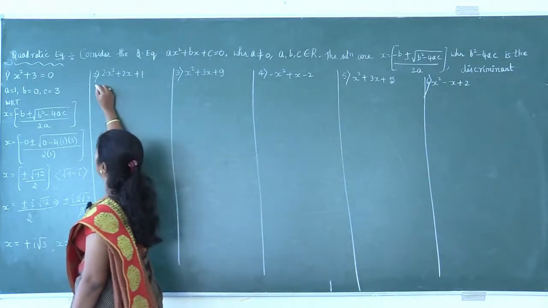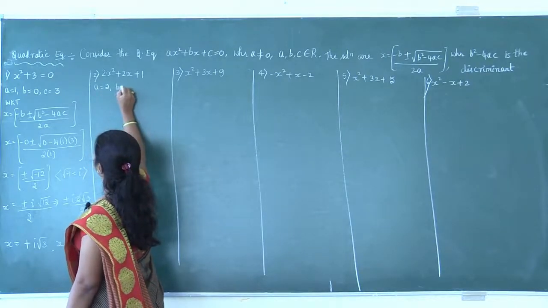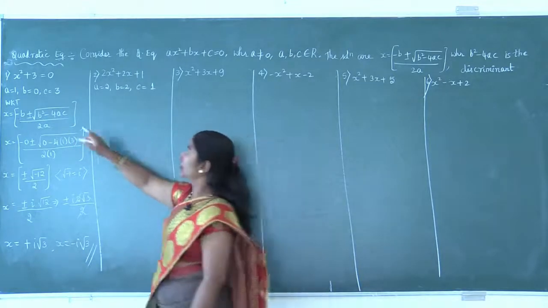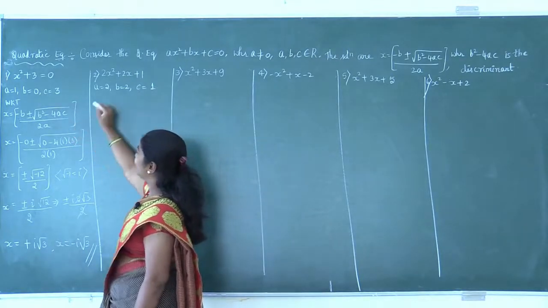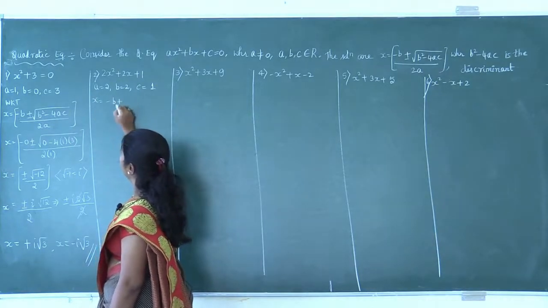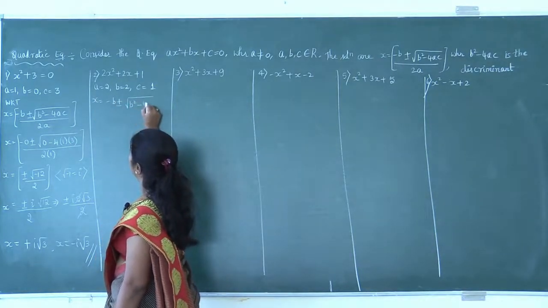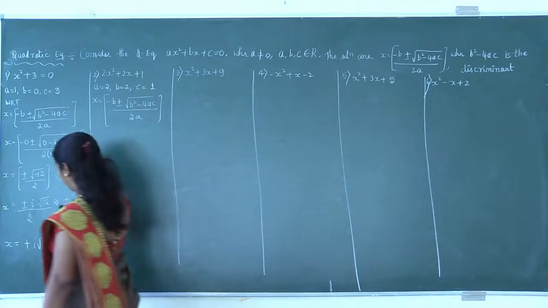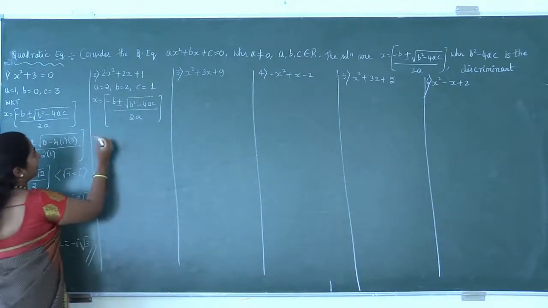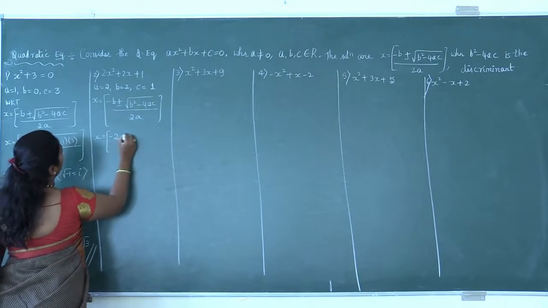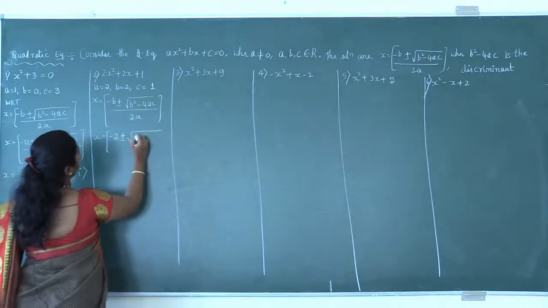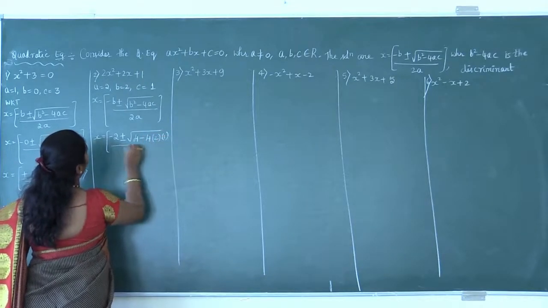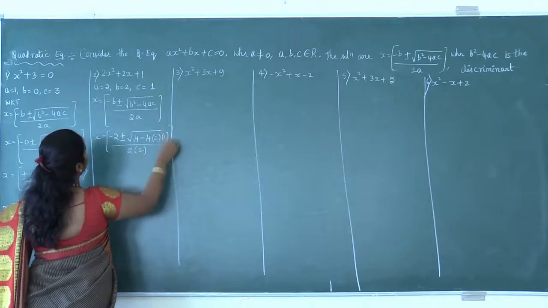What is the value of a here? 2. The b value, once again 2. What is the c value? 1. So what is the formula? Rewriting this formula, we know that x is equal to minus b plus or minus root of b squared minus 4ac divided by 2a. So what is minus b now? x is equal to, in place of b I write minus 2, plus or minus square root of b squared, which is 4, minus 4 into, what is a? 2, into 1, divided by 2 into 2, because the value of a is 2.